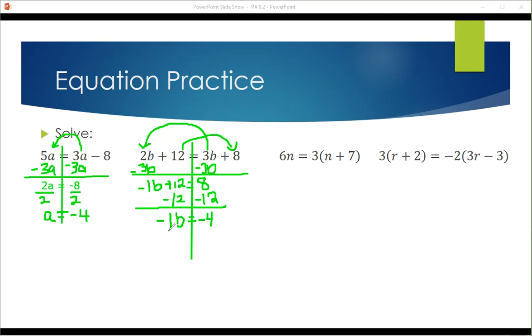Then to get the b by itself, I have to get rid of that negative 1. So I'm going to divide both sides by a negative 1. And I end up with b is equal to 4.